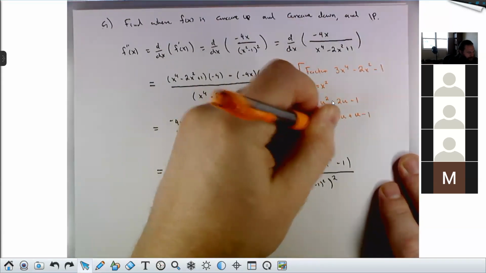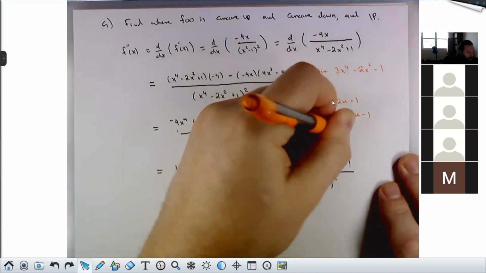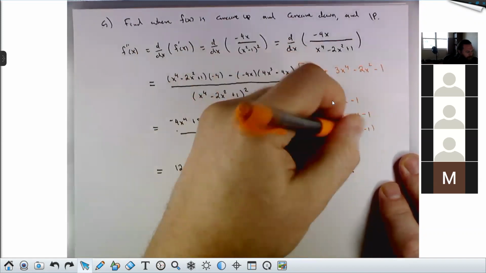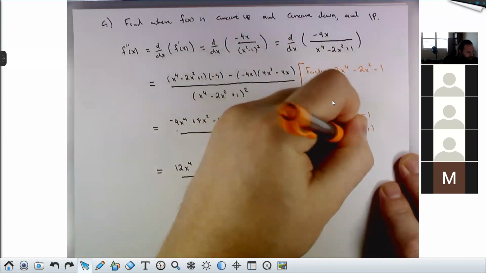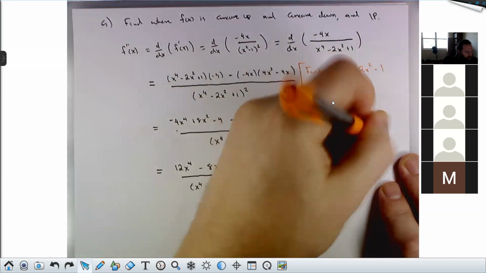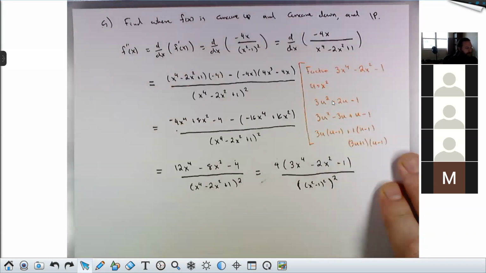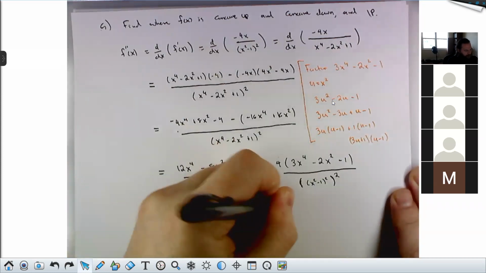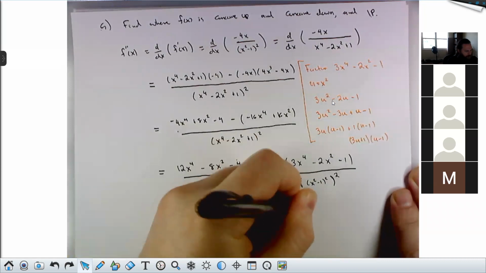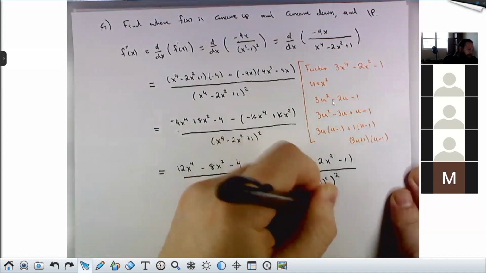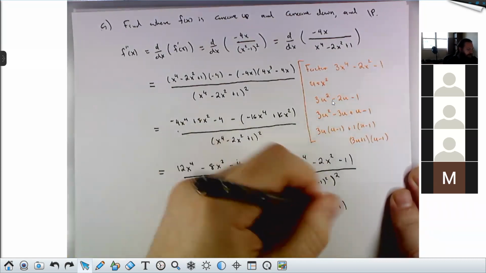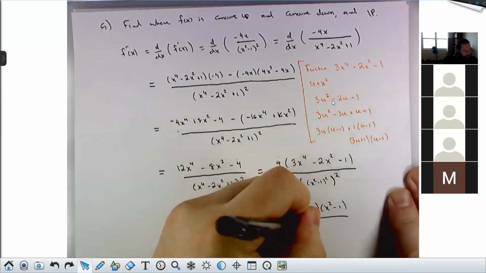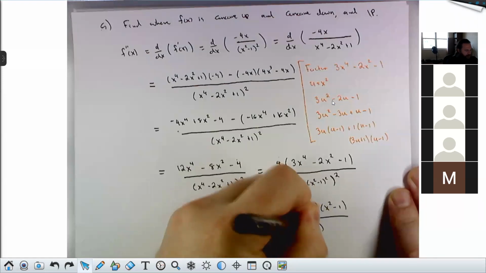This is 3u times u minus 1 plus 1 times u minus 1. So that's 3u plus 1 times u minus 1. And u was x squared. So this is 4 times 3x squared plus 1 times x squared minus 1, all over, if you take x squared minus 1 squared and raise that to the power of 2, you get x squared minus 1 all to the 4.